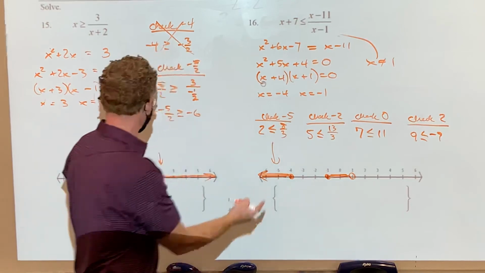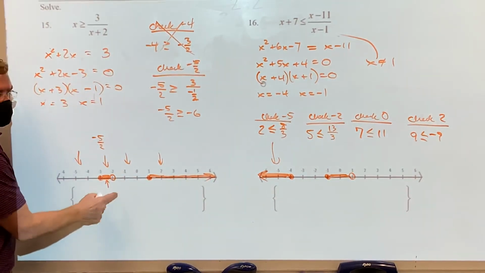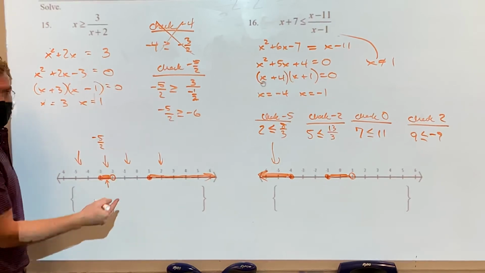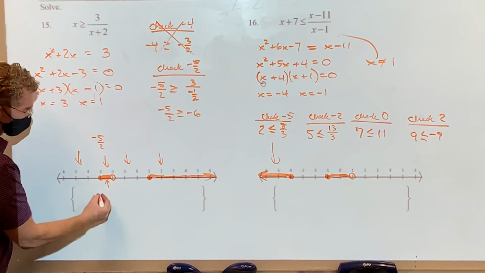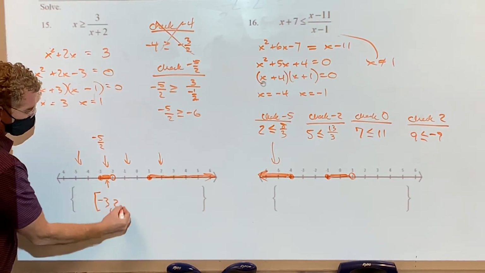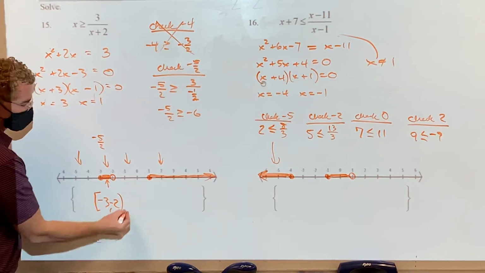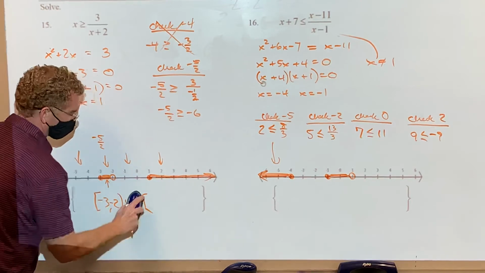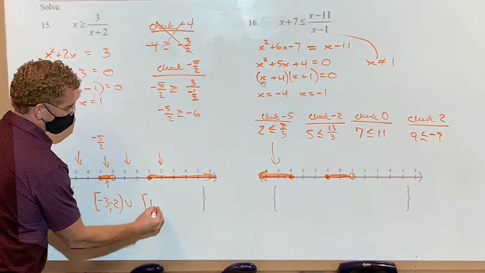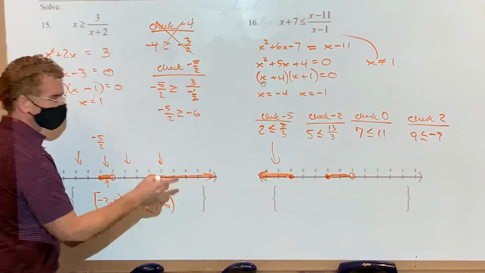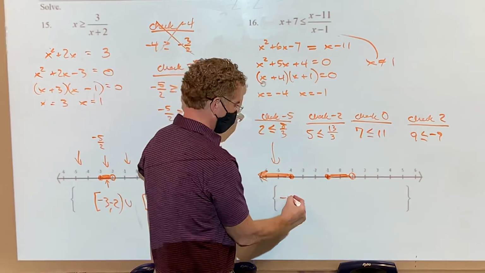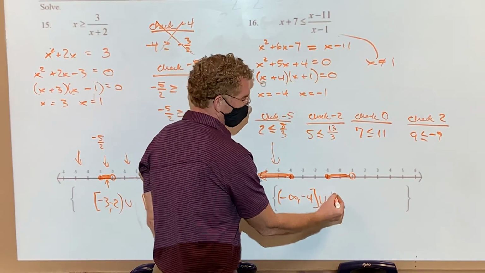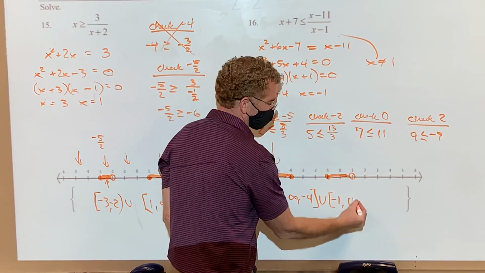And then we haven't even written the answers down. If I was writing the solution to this, because the graph just helped me find the solution, the solution would be negative 4 to negative 1 with a bracket, negative 1 open, and then 1 to infinity over here on the left, and over here it would be negative infinity to negative 4 bracket, negative 1 to 1 parentheses.